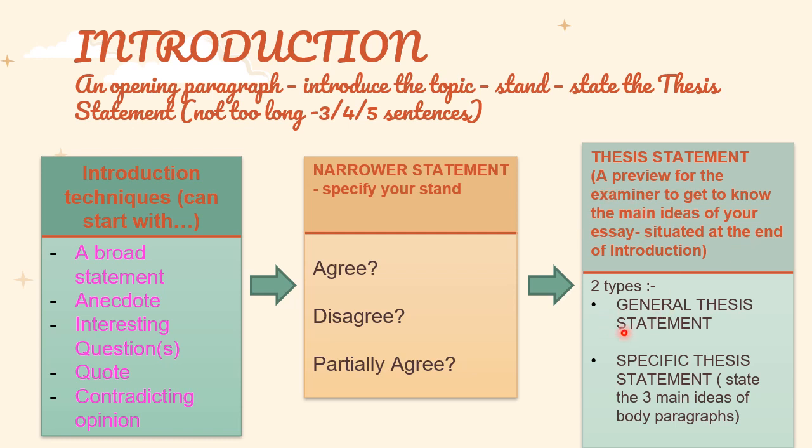There are 2 types of thesis statement here. One is general and one is specific. The thesis statement here is a preview for the examiner to get to know what your 3 main ideas are, or what you want to say generally, in the body paragraphs. So it could be general or it could be specific. When it is specific, you have to state the 3 main ideas of the body paragraphs briefly, after you give your stand.